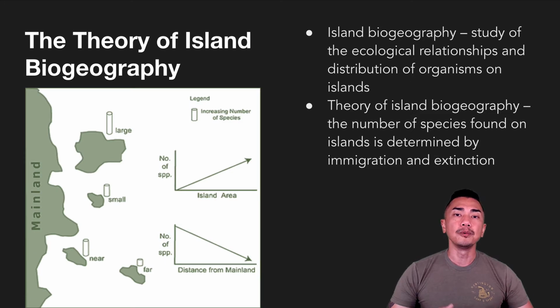We can predict how many species we can find somewhere using something called the theory of island biogeography. Island biogeography is the study of the relationships and distribution of organisms on an island. The theory of island biogeography says that the number of species on an island is determined by immigration to the island and extinctions on the island.